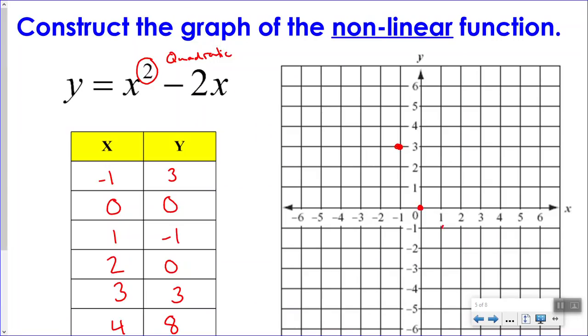So we have -1, 3, 0, 0. Plot all our points here. And this other one's going to be up here. Now when we draw this, we're going to do our best as we can to kind of show the curve of the graph. And we still put those arrows now on either end to show that this graph continues even though we're not drawing the points in.